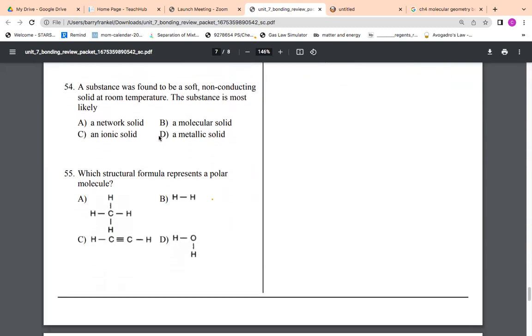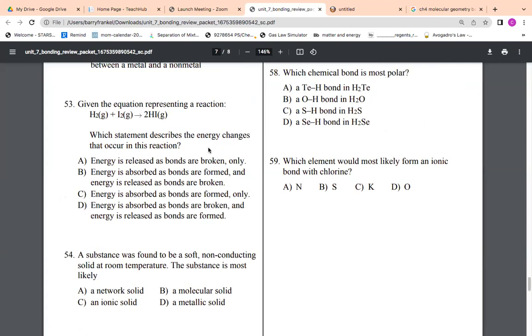All right. So which structural formula represents a polar molecule? Again, there are four that I asked you guys to memorize. So one of these should just be really easy. You should just be able to spot it. It's H2O. H2O is one of the most important polar molecules that we talk about. All right. So 56, moving back up.